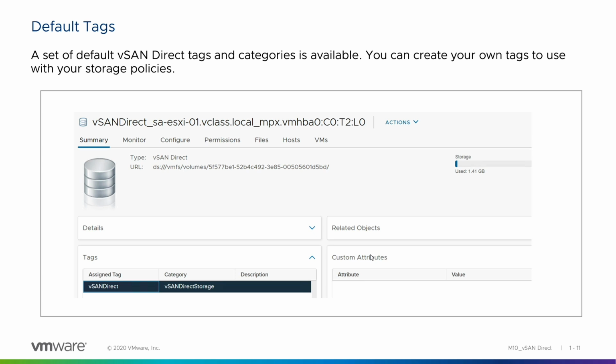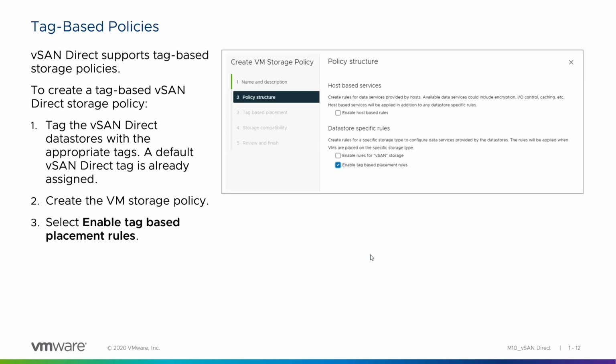So again, I didn't create that tag. I didn't associate it to the vSAN direct data store. This happens automatically. So every single one of your vSAN direct data stores will be assigned that tag that you see there. Once again, the tag is called vSAN direct. And if you take a look, one of the things that you could do is go to the homepage of the vSphere client. And then at that point, you could take a look at your existing virtual machine storage policies. Once again, here we're talking about tag-based placement rules.